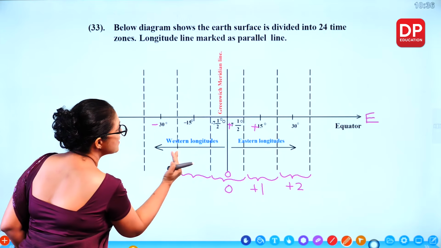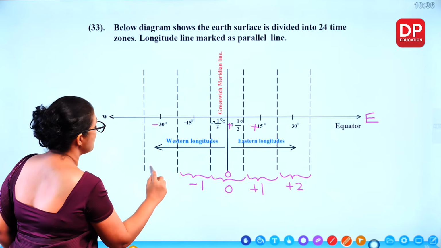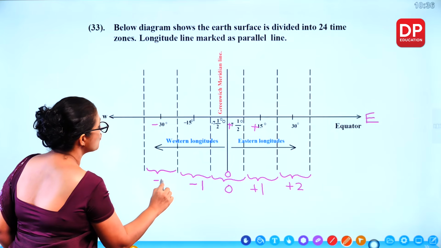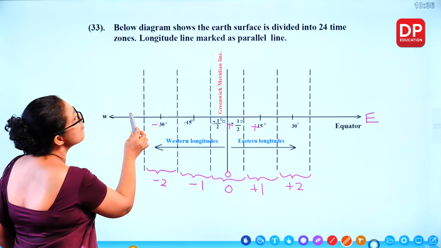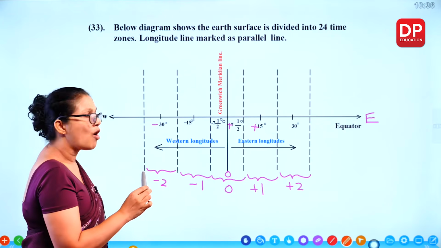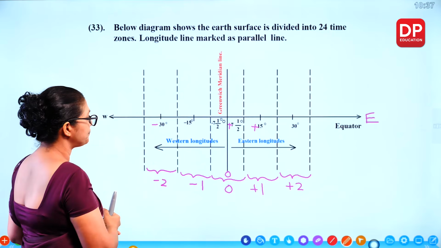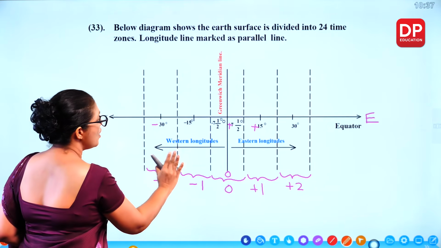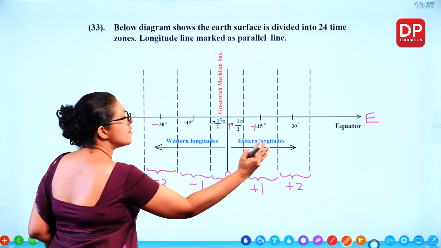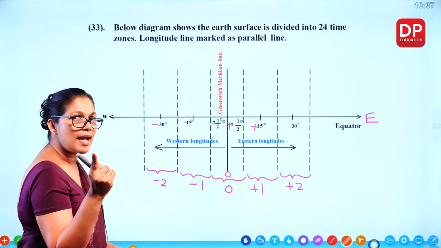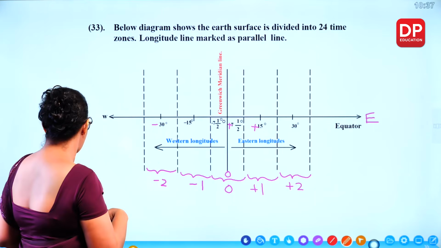That means towards this side, this is -1 and this time zone is -2. That's in between -22.5 and -37.5. Or we can write using W for west. So that's how the time zones work: starting from here, to the east side we add the time, and to the west side we subtract the time.